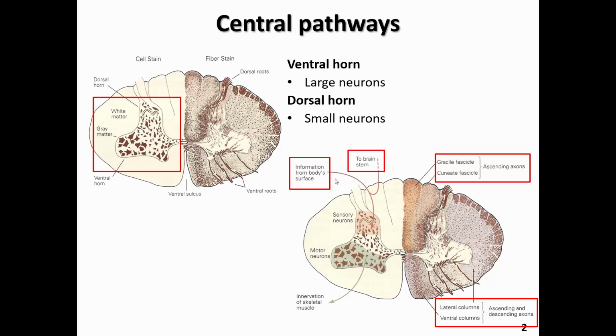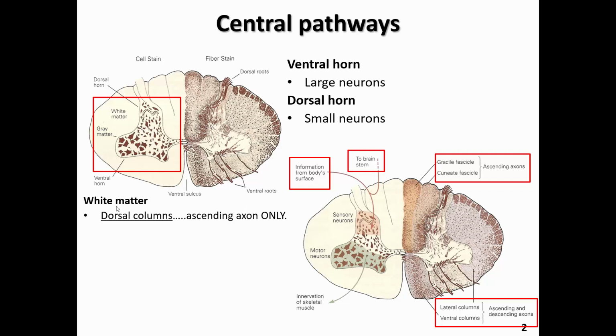The information we see on this top left-hand portion of our lower image indicates that we have information coming in from the body's surface, and that information is integrated with interneurons, in some cases directly with motor neurons from muscle receptors, but that information also is simultaneously transmitted upwards towards the brainstem.